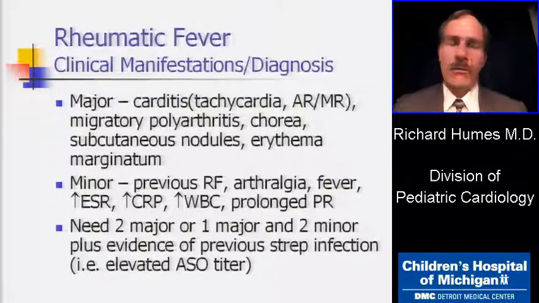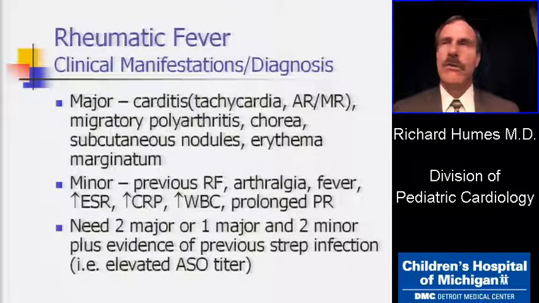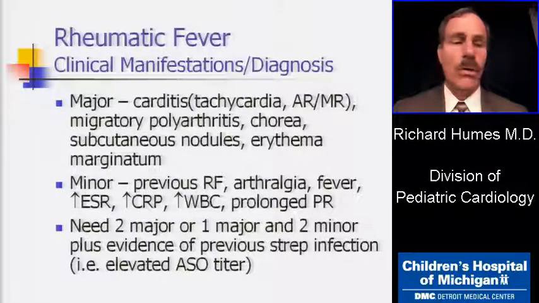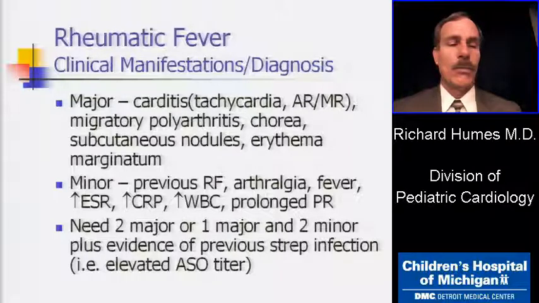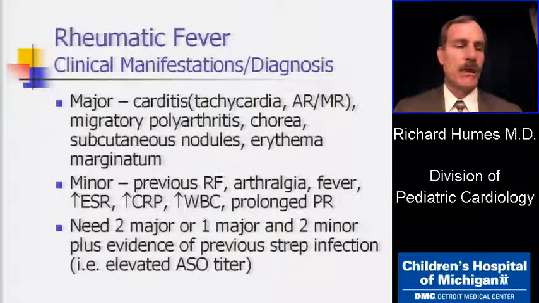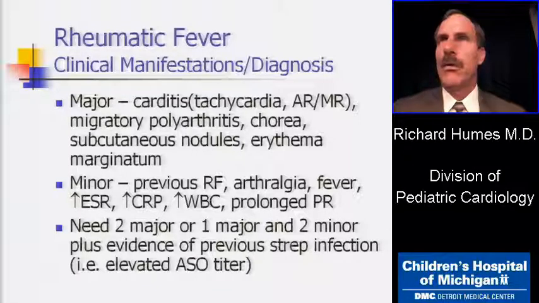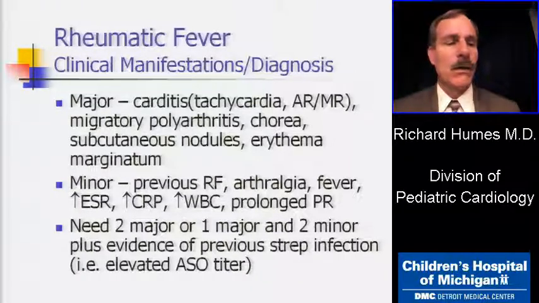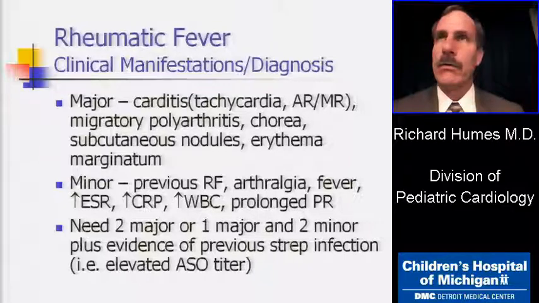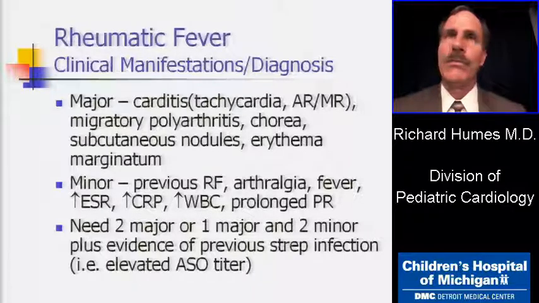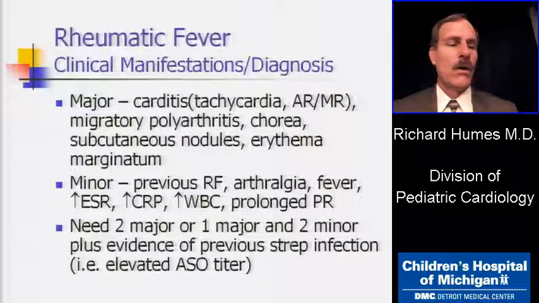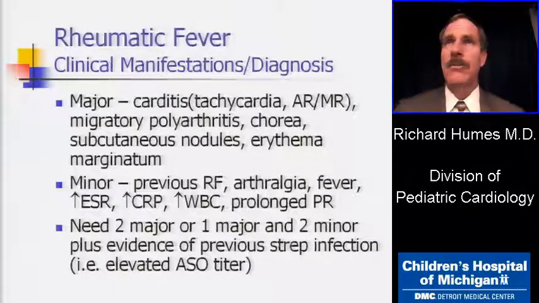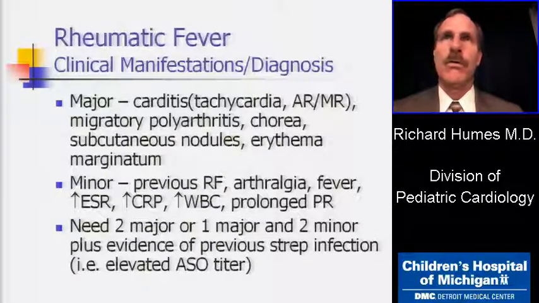The clinical manifestations are divided into major and minor criteria. The major criteria, and these are things that you should know, are carditis, which means some kind of inflammation of the heart. This can be evidenced by tachycardia. It might be something you see on echocardiogram with decreased heart function or aortic or mitral valve regurgitation. Migratory polyarthritis. The migratory part is important, and it's arthritis, which means swollen joints, not just sore joints. Chorea, typically Sydenham's chorea, is a very strong major criterion for rheumatic fever. Subcutaneous nodules and erythema marginatum.